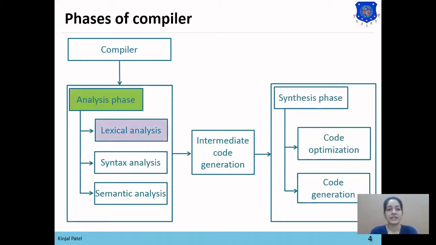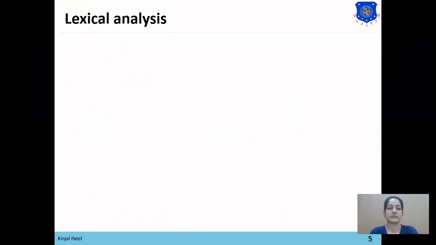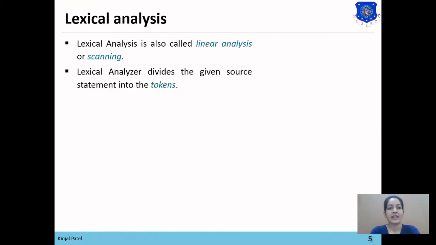So first phase is lexical analysis. Lexical analysis is also called as a linear analysis or scanning. Why scanning? Because lexical analysis scans our source program from left to right, one character at a time. So it is also called as a scanning. So lexical analyzer divides our source program into number of tokens. Tokens means the string which has some meaning. For example, token can be keywords, identifier, constant, operator, etc.